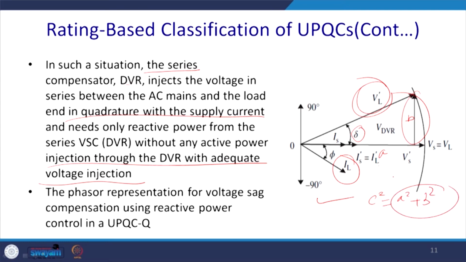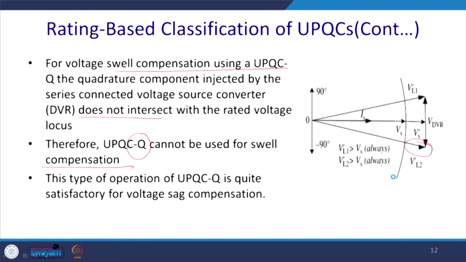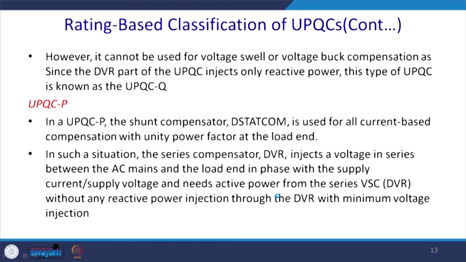So, sag compensation is not possible in the case of Q compensation, but here you can inject in series or 180 degrees to the series, and thus you can change the direction of the voltage, and thus you can also compensate the sag. So, this type of operation of the UPQC is quite satisfactory for voltage sag compensation, where swell does not come into the picture. However, it cannot be used for voltage swell or voltage buck compensation, since the DVR part of the UPQC injects only reactive power, and this type of UPQC is also known as UPQC Q. The figure of UPQC P has been shown on the previous page.